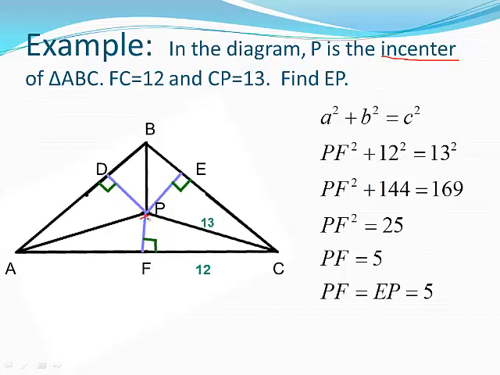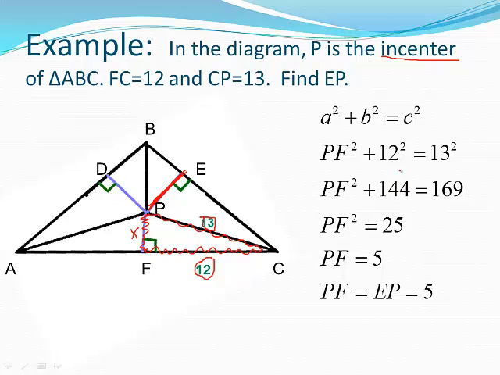Now, why am I using the Pythagorean theorem for the triangle outlined in red when we're actually trying to find this distance here, EP? Well, the reason I'm doing that is because FP, EP, and DP are all the same length. But I know that we have a right triangle here. I know 13 is the hypotenuse. I know 12 is a leg. And I'm trying to find out what this guy is here. So I can use the Pythagorean theorem for right triangles, find out what my x value is, and then apply that to EP because it's the same distance.